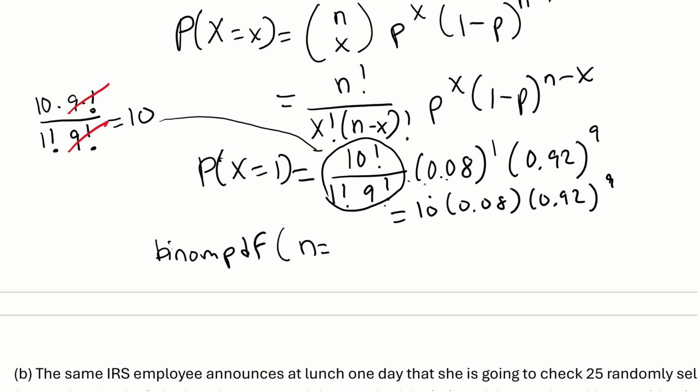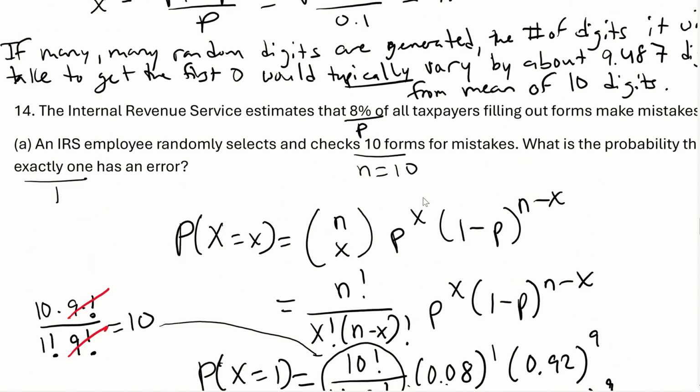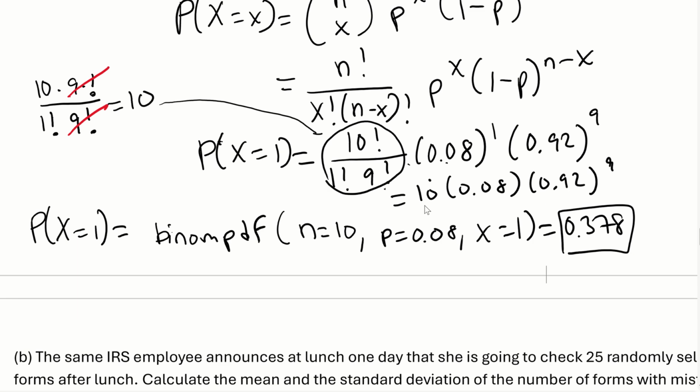So we say the probability that X equals 1 is equal to, so you got 10 trials, the probability of success is 0.08, and then we have X equals 1, okay? And you do all that just to get an answer, and you get 0.378, 0.378. All right, so that's for ranking 1, right? For 1 having an error.